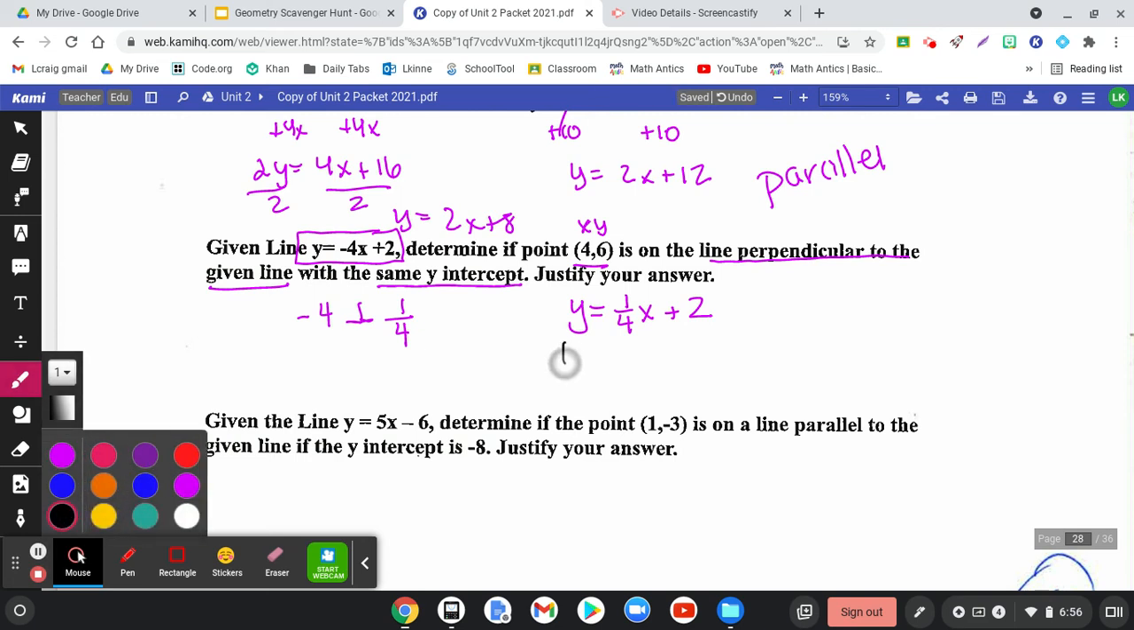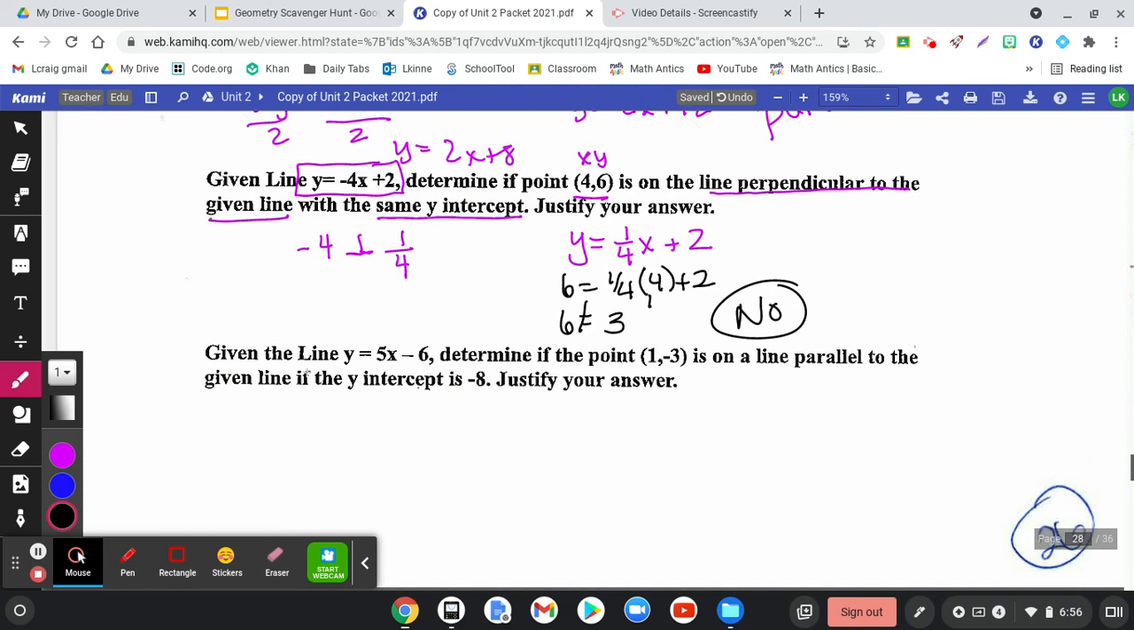So instead of y equals, 6 equals, instead of 1/4 times x, 1/4 times 4 plus 2. All right, so we'll leave this side alone. 1/4 of 4 is 1. And 1 plus 2 is 3. They're not equal, so no, that point's not on the line.